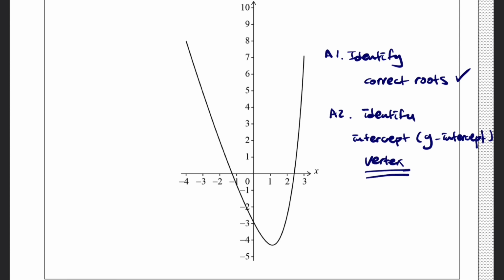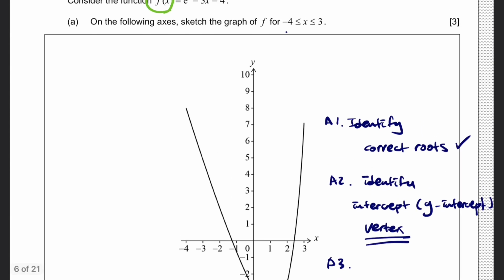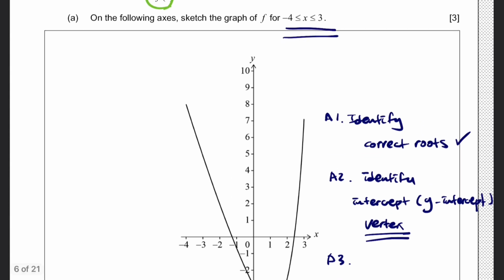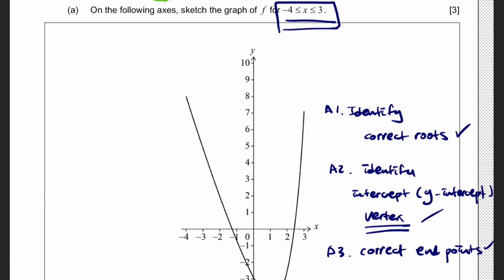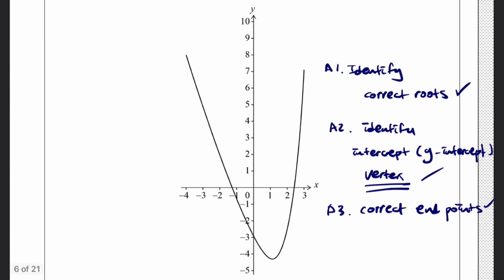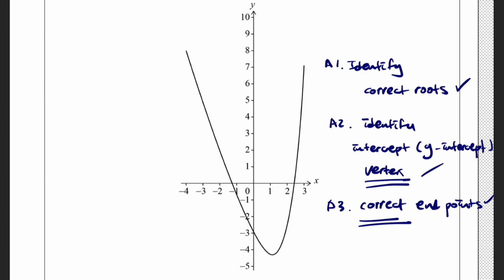That's the second point. Also, since the question identifies the domain that you have to use, you have to identify the correct endpoints. In this case, it's special because the question gives you the domain. So your endpoints should be at x equals -4 and x equals 3. That's the reason why you need to identify the correct endpoints, and that's another point for this question.